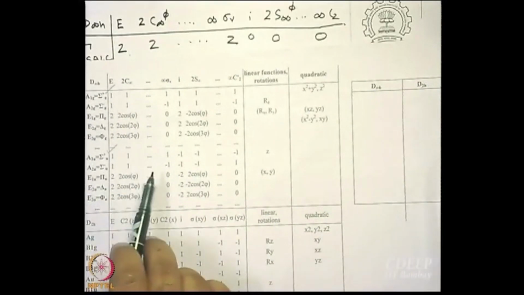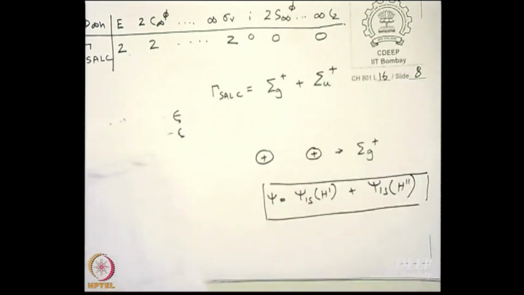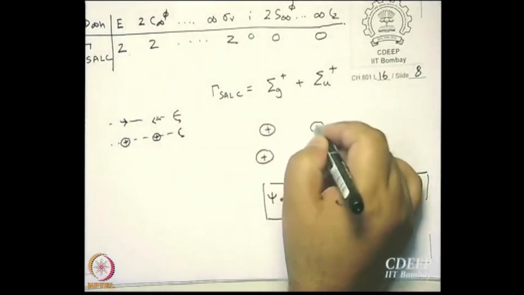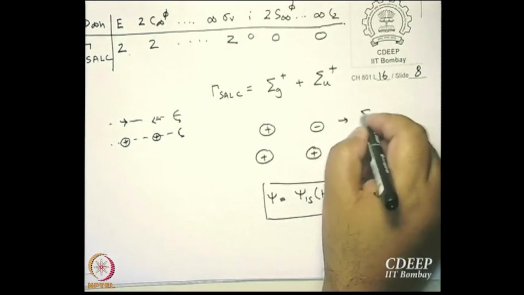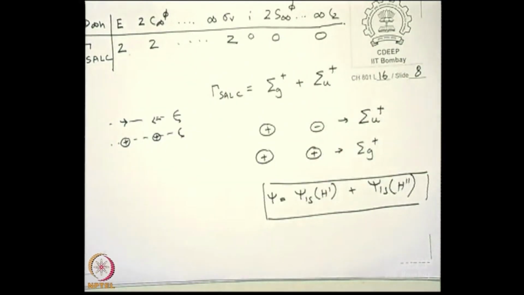Sigma u plus is 1, 1, 1. With respect to I, it should be minus 1. With respect to C2 dash, also it should be minus 1. So without much ado, I can write the other combination as plus and minus. This is your sigma u plus. Okay, so I have got this.